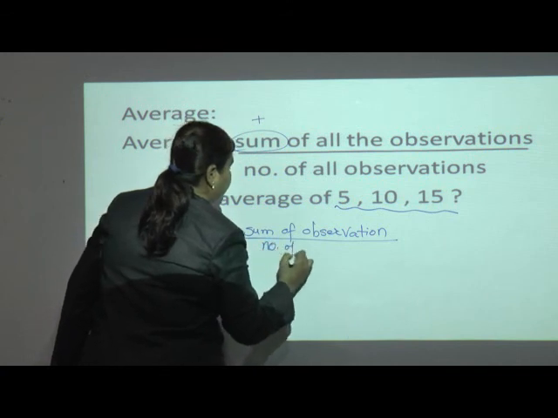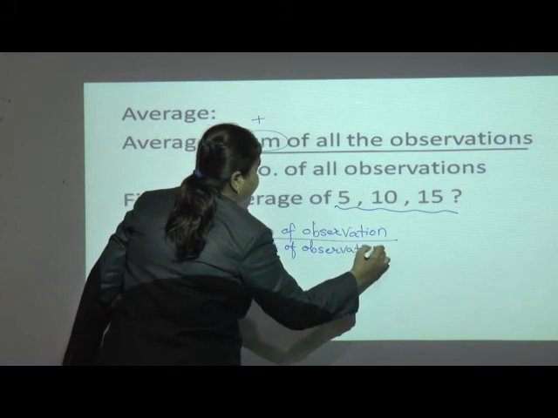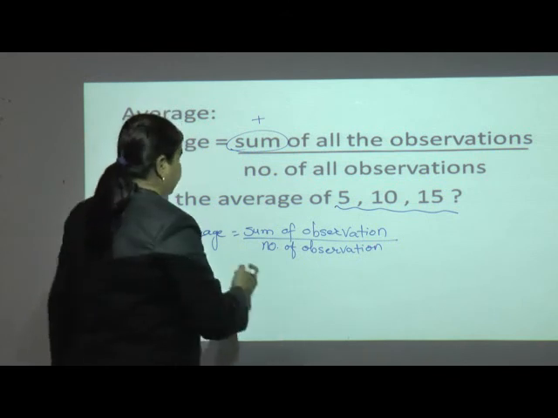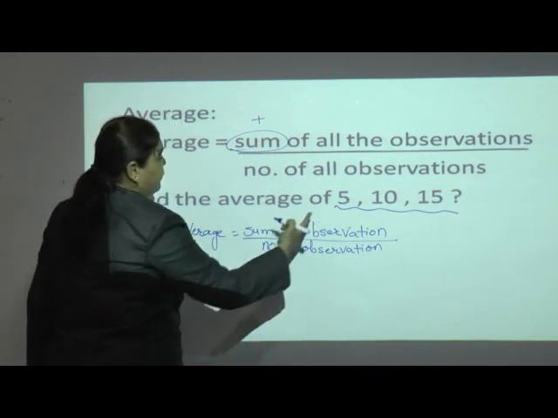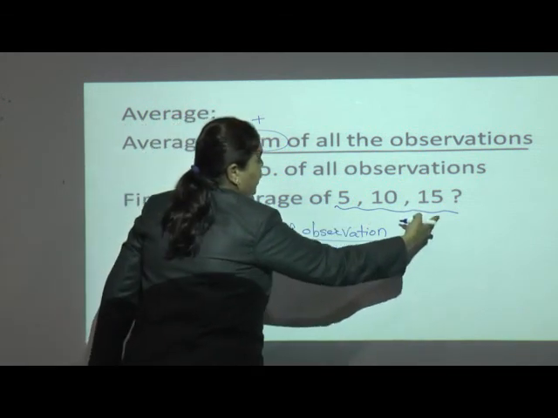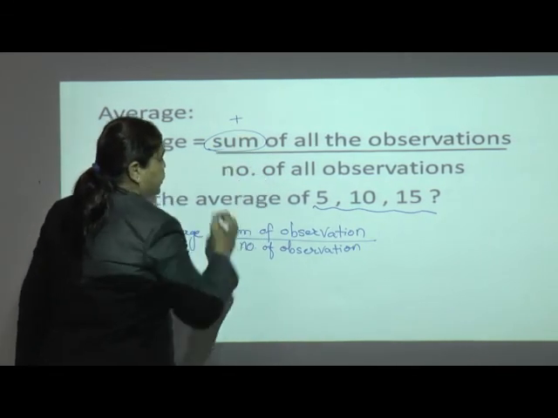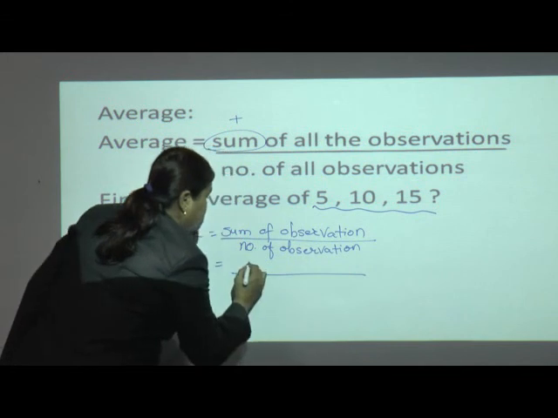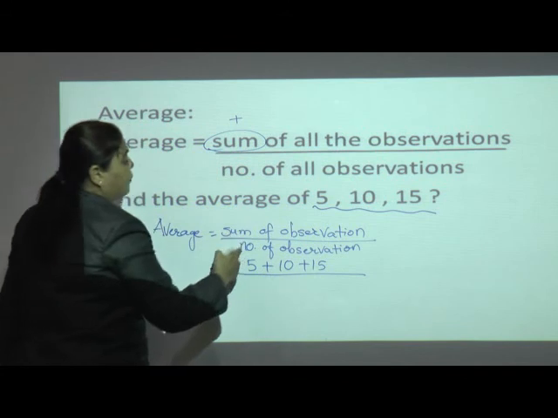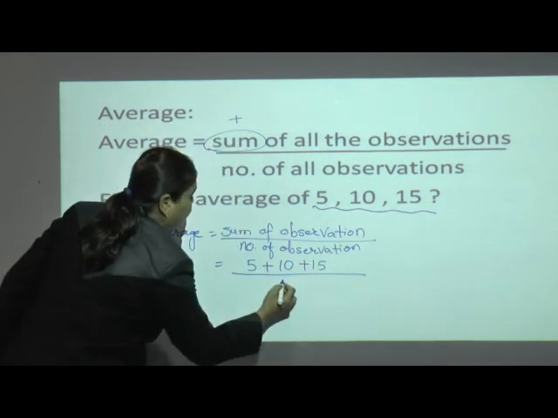number of observations. Observation can mean many different things: marks, number of people, number of runs you scored in different matches. Here we have one simple example. Sum of observations: I have to do the addition, so I will write 5 plus 10 plus 15. Number of observations: how many tests did I have? It is 1, 2 and 3, so I have to divide by 3.